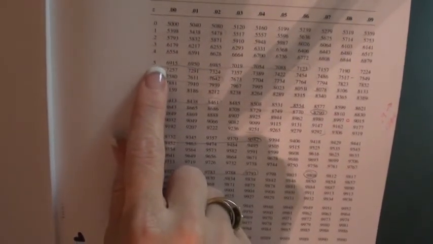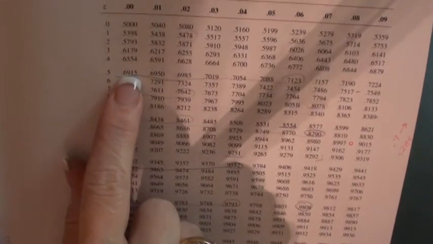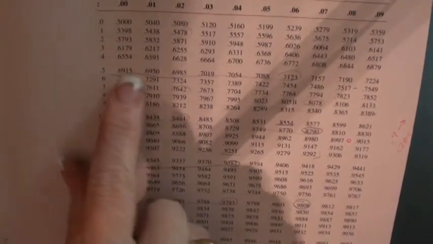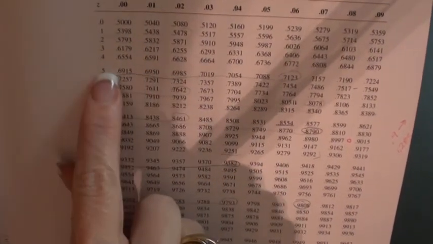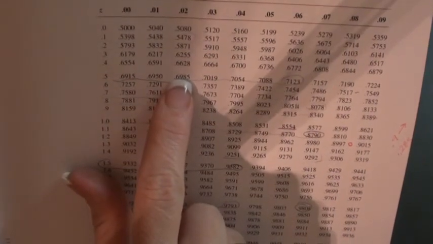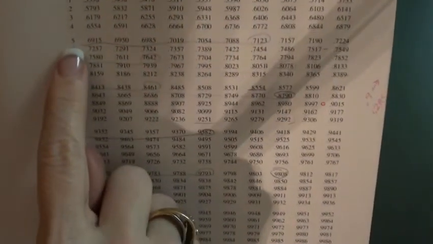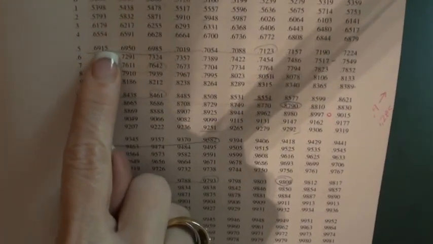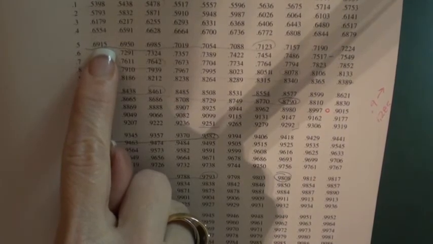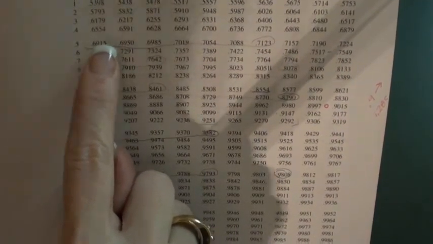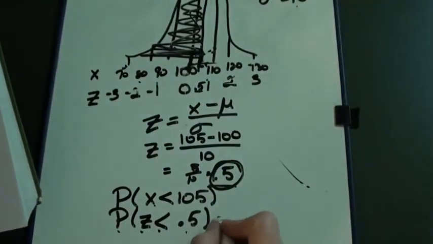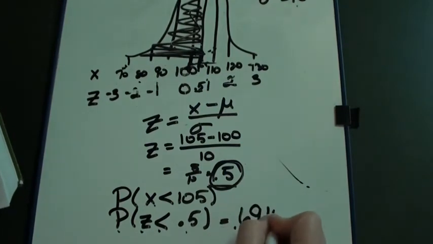Here's the z value. And if it is 0.50, you go right here. If it had been 0.51, you would have gone here. If it had been 0.52, you would have gone here. 0.53. So this column just tells you the second decimal place. This is your first one. So 0.50. So the probability of being less than 0.50 is 69.15%. 0.6915.